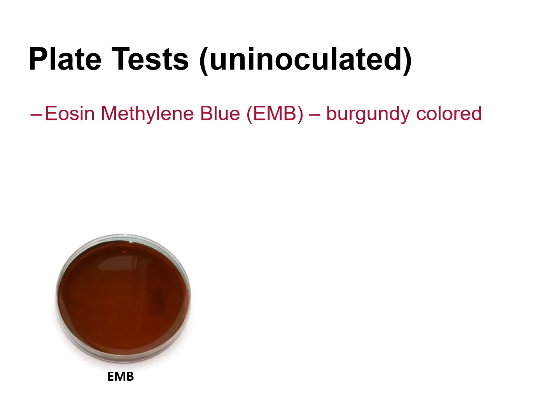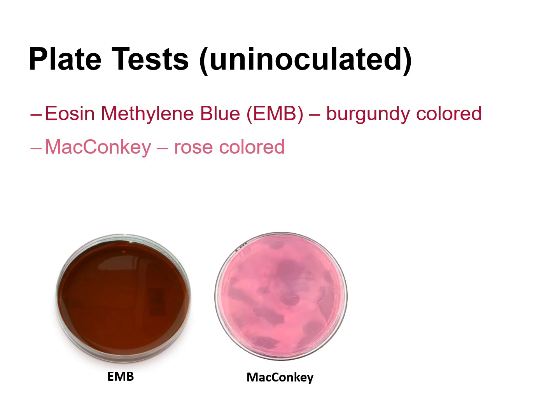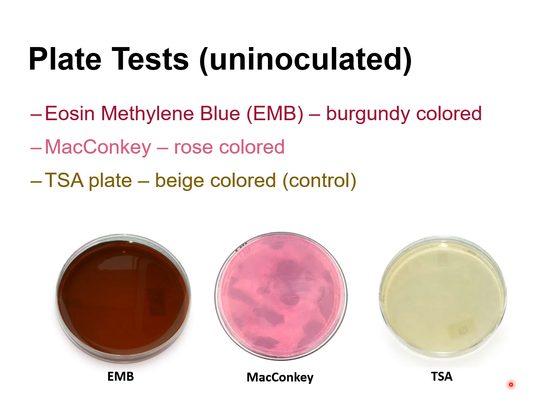Now, there are also tests done on plates. Let's take a look at some plates and how they look uninoculated. This is the EMB plate, and usually it's burgundy in color. Then we have another plate called MacConkey, and it's usually that rose color. And then this is the TSA. We talked about TSA before. Remember the tryptic soy agar? It's an enriched medium. Usually we use it as a control.